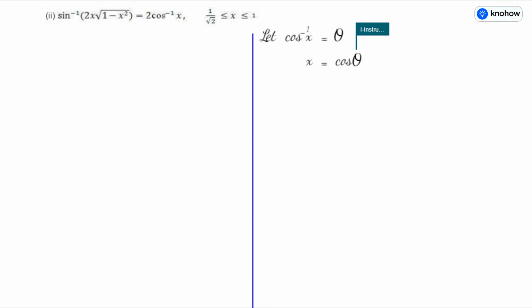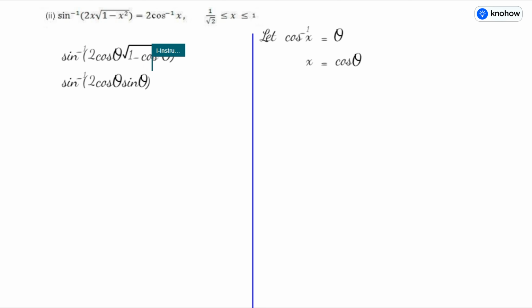Substitute on the left hand side, you get sine inverse of 2 cos theta under root 1 minus cos square theta. What is under root 1 minus cos square theta? Sine square theta, under the root it is sine theta, so you get 2 cos theta sine theta. And again, what is 2 sine theta cos theta? Sine 2 theta. So sine inverse of sine 2 theta, that is 2 theta, provided this angle 2 theta lies in the principal value branch of sine inverse x, which is minus pi by 2 to pi by 2.